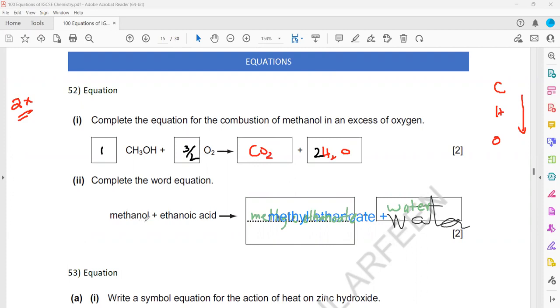So methanol plus ethanoic acid: the first name is always from the alcohol, so it will be methyl. And the second one is from the carboxylic acid, so ethanoate, plus water will be the product.